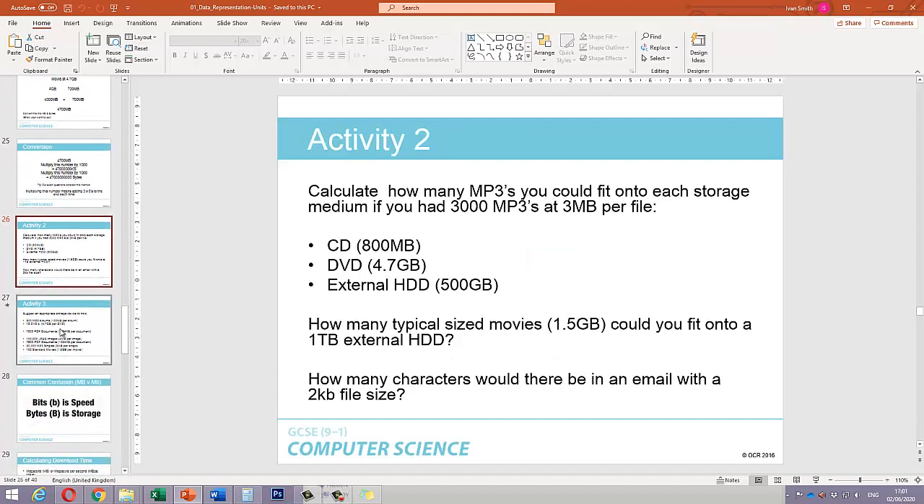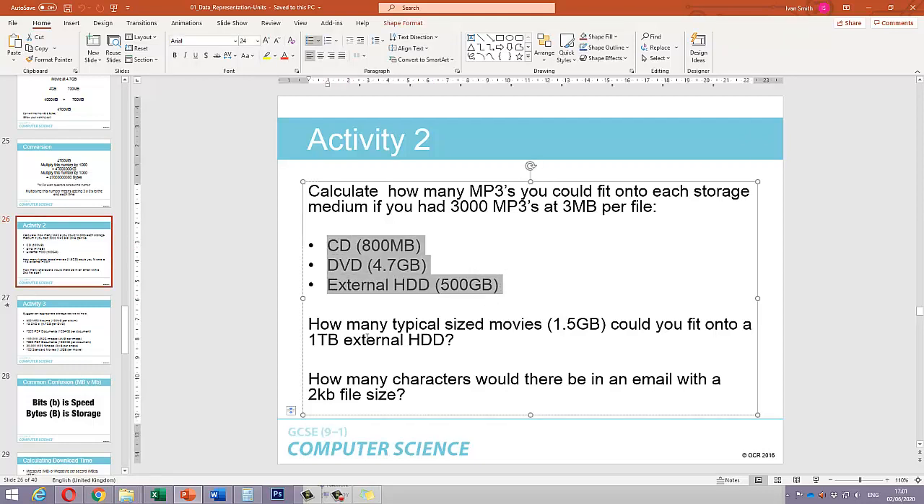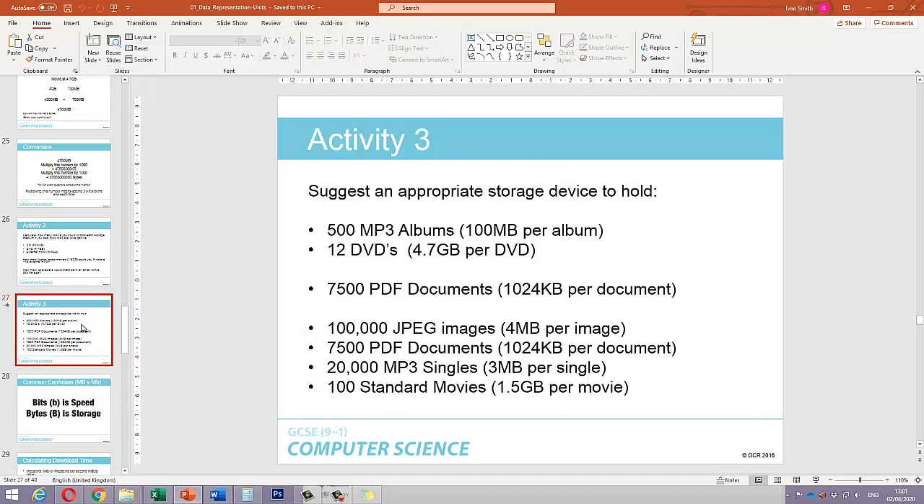I'd like you to carry out activity 2, guys. This one is giving you MP3s. So there are 3,000 MP3s at 3 megabytes each. I need you to calculate how many of these you could fit onto these particular storage media. And I want you to work out how many typical size movies, 1.5 gigabytes, you could fit onto a 1 terabyte external drive, and how many characters there would be in an email with a 2 kilobyte file size.